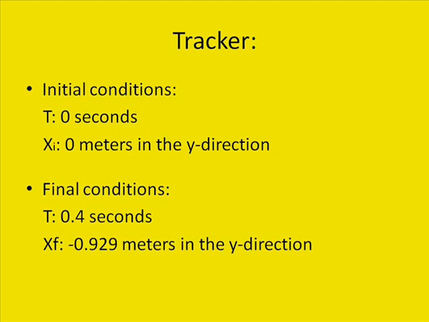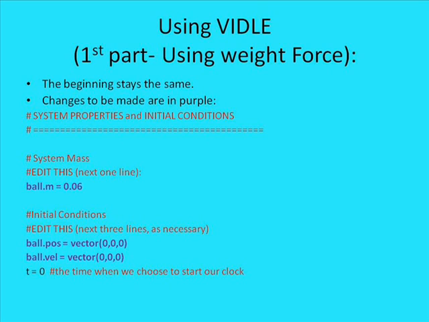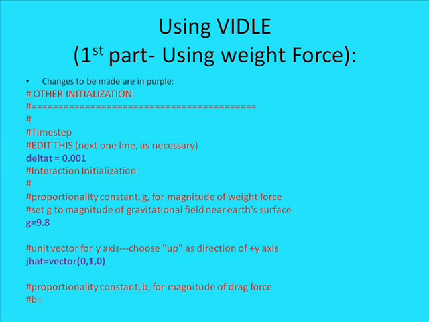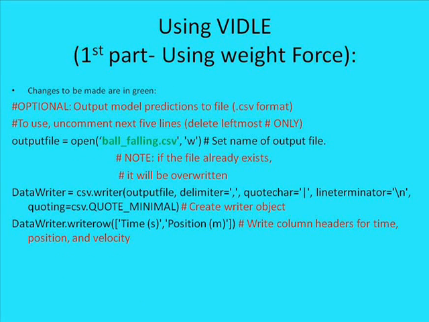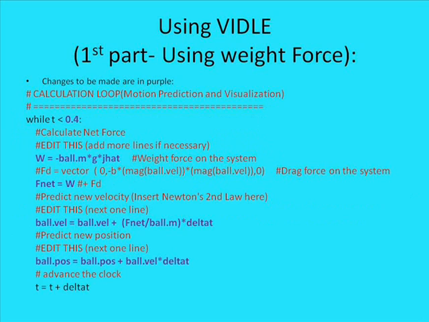From here, I was able to obtain all the information needed for VPython. I plugged the information into my code. The magnitude for the weight force, g, is equal to 9.8. J hat is the direction in which the system is falling, which will be placed as a vector 0, 1, 0. I changed the name of the CSV file, and in the calculation loop, I decided to add the weight force. We placed Newton's second law just like it was done in lab 1, but this time the net force is not going to be equal to 0.